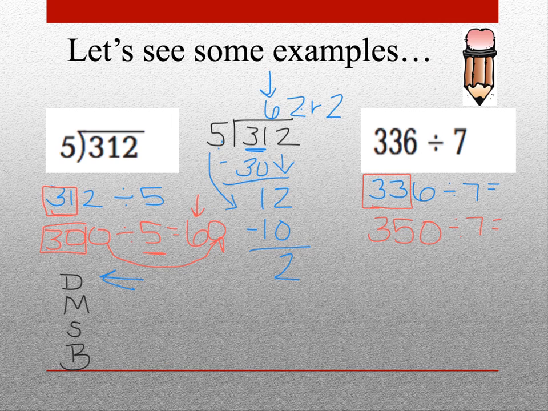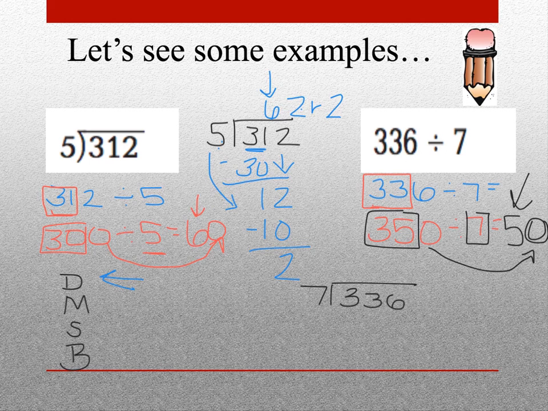Now, using a basic fact, I can easily say 35 divided by 7 is 5, and bring the 0 into my quotient. This shows me that my quotient's going to start in the tens place. Now it's time for the actual division. We know the quotient's going to start in the tens place, which is here.